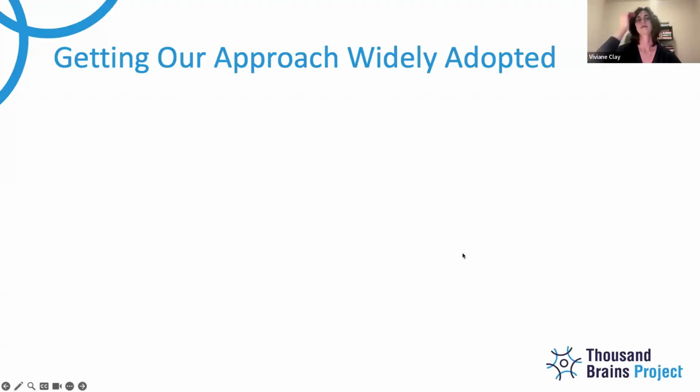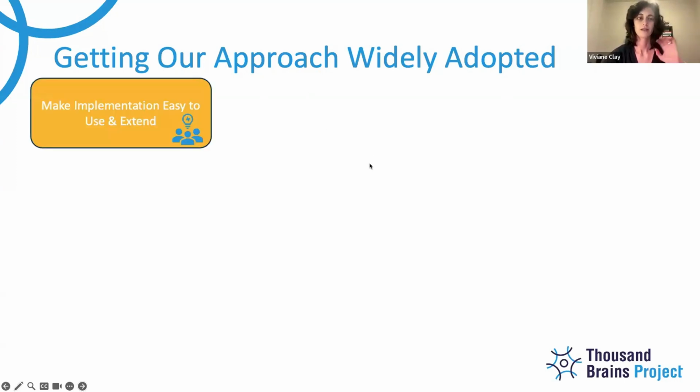Okay, so basically I thought about what our high level goal is, and this is a rough one I came up with. We can refine it together more, but basically we want to get our approach widely adopted, and I divide it into three pillars. One is, to achieve that, we need to make our implementation easy to use and to extend, to reach a wide range of people who want to use this.